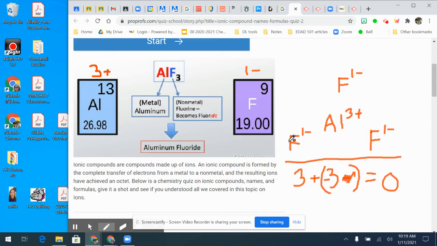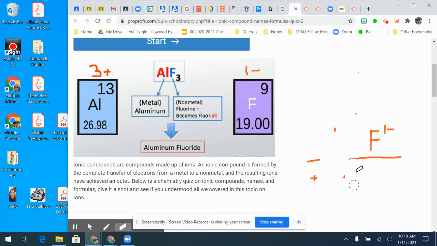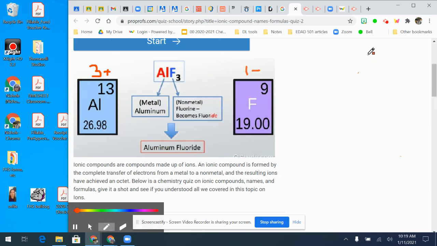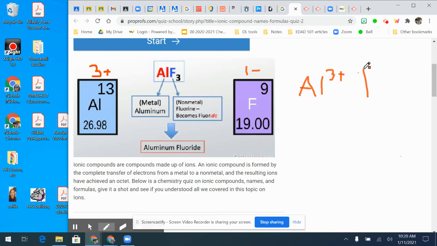Now, there's another way that I can do this, which is actually really easy as well. So let's erase all of this. And the easy way to do this, and there's a little trick here, is to just take the charges that you see on each element or each ion, and we're going to flip-flop them. So we have Al3 plus and fluorine 1 minus. Now we ignore the charge itself. We know that's what attracts them, right?